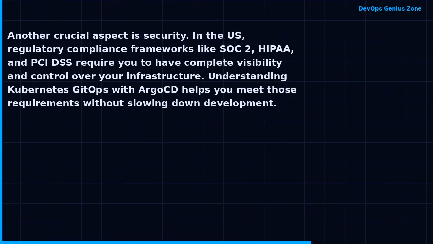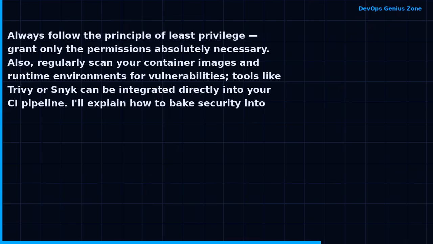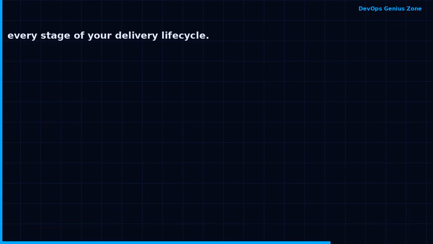Another crucial aspect is security. In the US, regulatory compliance frameworks like SOC 2, HIPAA, and PCI DSS require you to have complete visibility and control over your infrastructure. Understanding Kubernetes GitOps with ArgoCD helps you meet those requirements without slowing down development. Always follow the principle of least privilege, grant only the permissions absolutely necessary. Also, regularly scan your container images and runtime environments for vulnerabilities. Tools like Trivy or Snyk can be integrated directly into your CI pipeline. I'll explain how to bake security into every stage of your delivery lifecycle.